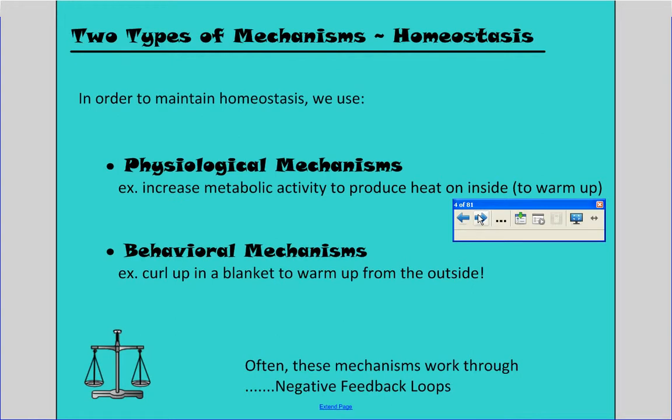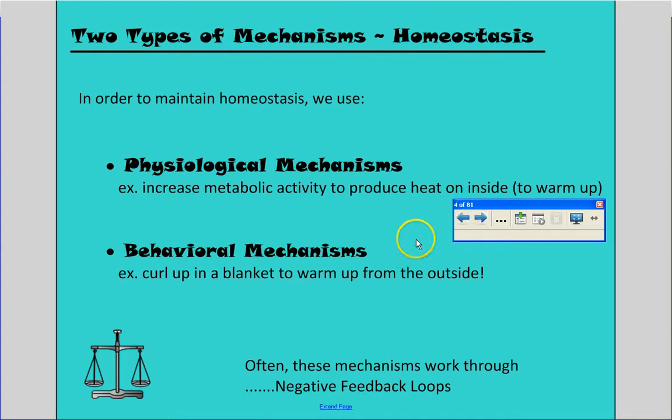So there's two main types of mechanisms that are involved in maintaining homeostasis. We have physiological mechanisms, and physiological mechanisms are basically ones that you don't really have to think about. Your body automatically will do them inside of you, and they're internal responses. So when your body temperature goes down, for instance, if you're cold, then physiologically your body will turn on certain reactions that will release heat in order to warm you up from the inside.